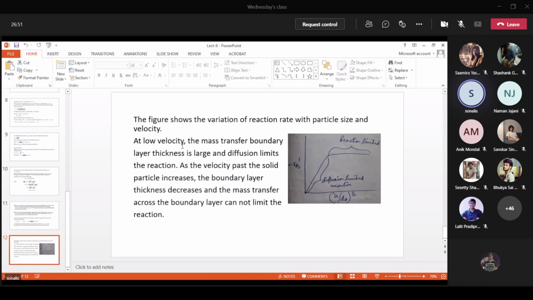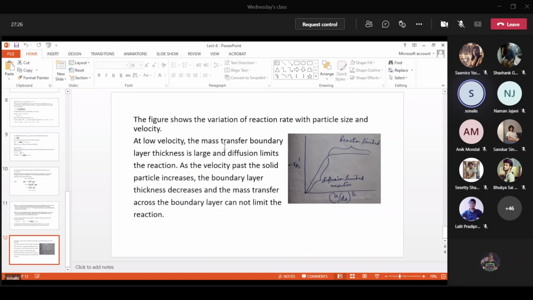Look, at low velocity, the mass transfer boundary layer thickness is large and diffusion limits the reaction. As the velocity past the solid particle increases, the boundary layer thickness decreases, and mass transfer across the boundary layer cannot limit the reaction. So in that case, mass transfer is no longer a limiting condition. Then reaction is the limiting condition when the velocity past the solid is much more.